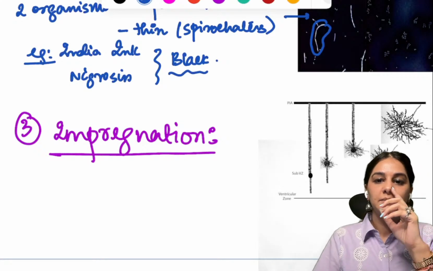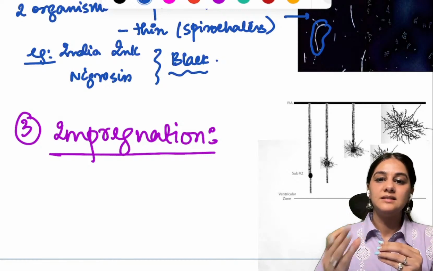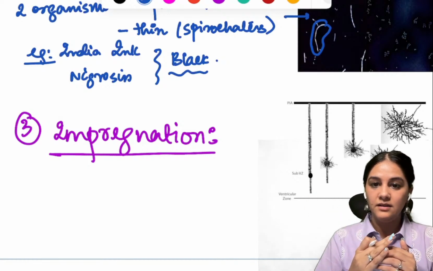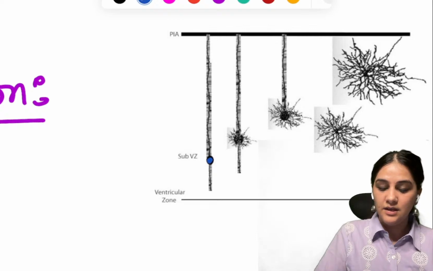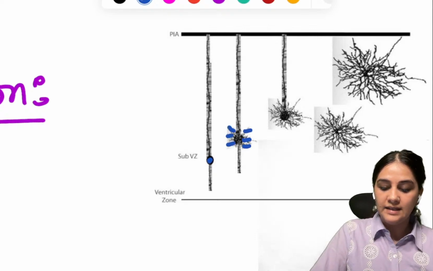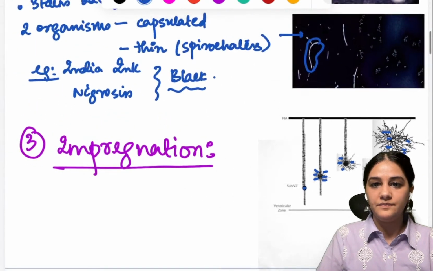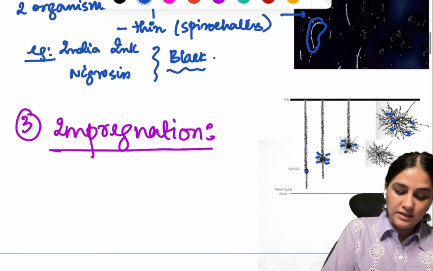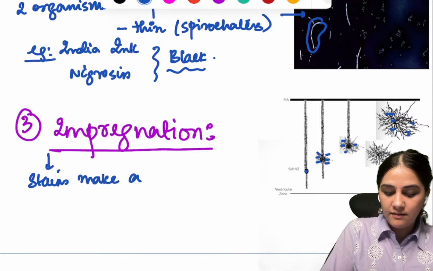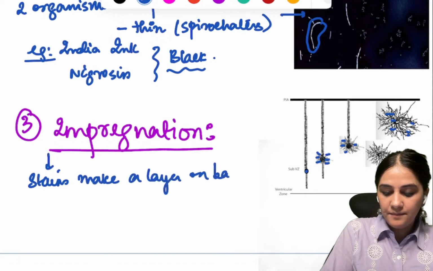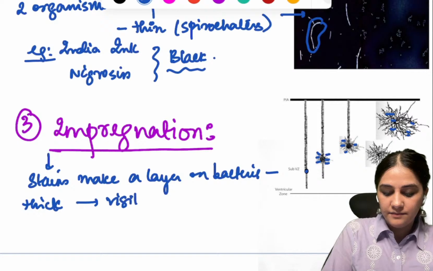So what is impregnation? We are basically using certain stains that are going and adding on to the bacteria, right? It's adding on to the bacteria. Look right here. Can you see this bacteria was hardly visible? So what happens? This stain keeps going and adding and adding and adding. And eventually, it makes the bacteria visible, right? So these are known as the impregnation staining, that these stains make a layer on bacteria and make it thick so that it becomes visible, right?